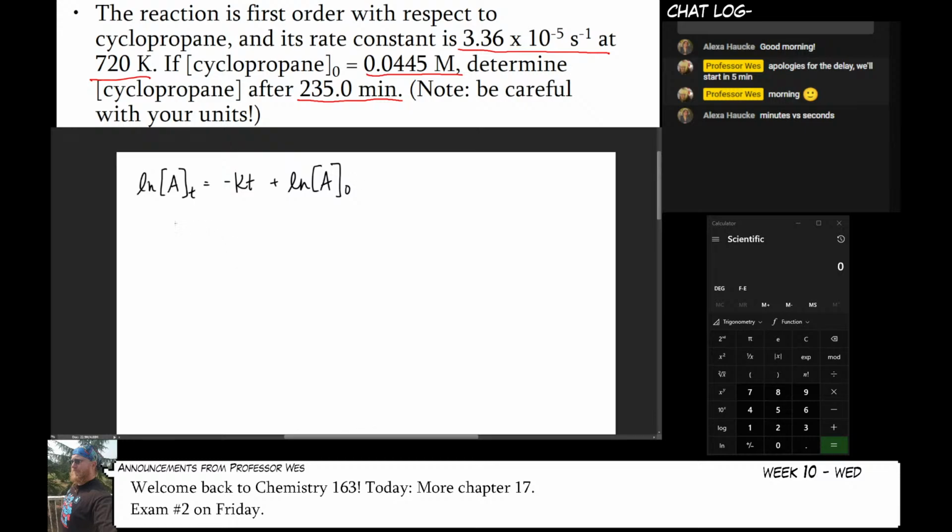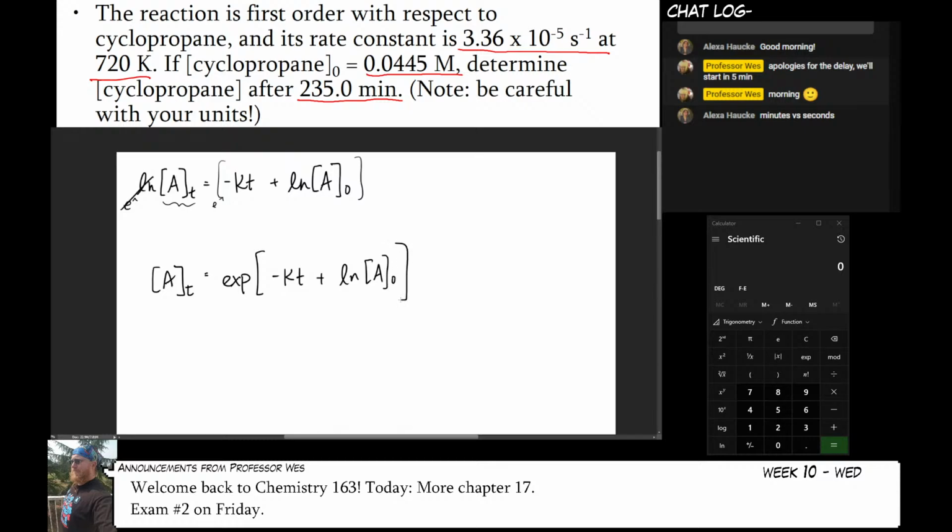All right. I want to know how much I have at time t, which is going to be 235 minutes. So I need to solve for this, right? So let's e both sides. So we'll go e to the, and then e to the whole thing. E and natural log cancel out. So I have A at time t equals e to the minus kt plus natural log of however much I start with.